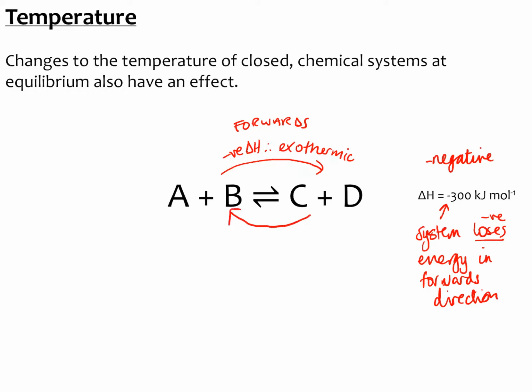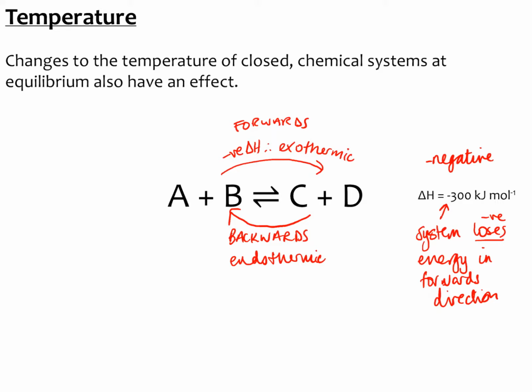Now the backwards reaction is equal but opposite. The backwards reaction will be an endothermic reaction. So if the reaction has an enthalpy change of minus 300 kilojoules per mole in the forwards direction, the enthalpy change for the backwards direction, C plus D forming A plus B, will be plus 300 kilojoules per mole.